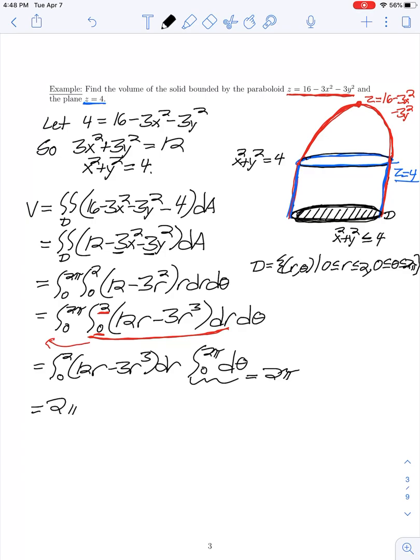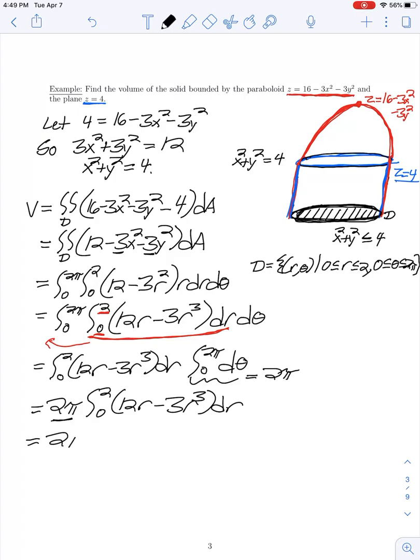So here we have a constant 2 pi times the integral from 0 to 2 of 12r minus 3r cubed dr. So again, making use of the fact that that inner function works out to be a constant with respect to theta, we see that for our outer integral, we would just be left with this factor of 2 pi times our inner integral. So let's evaluate that inner part now.